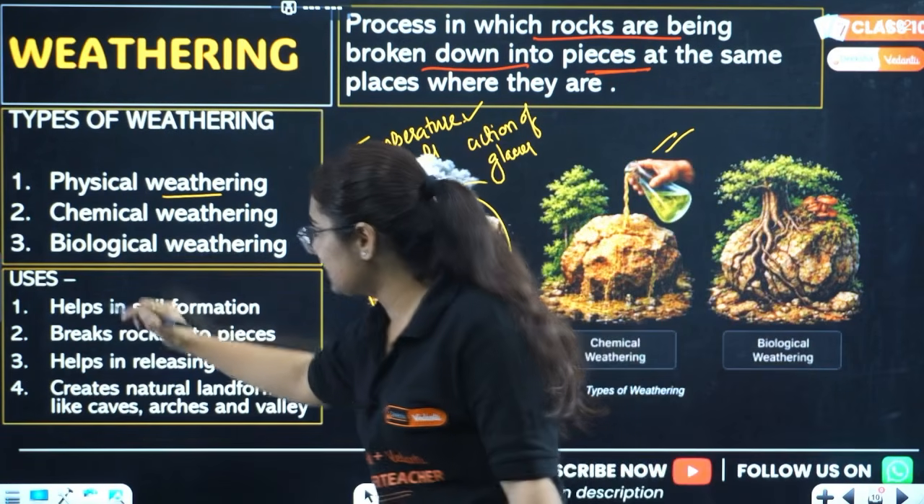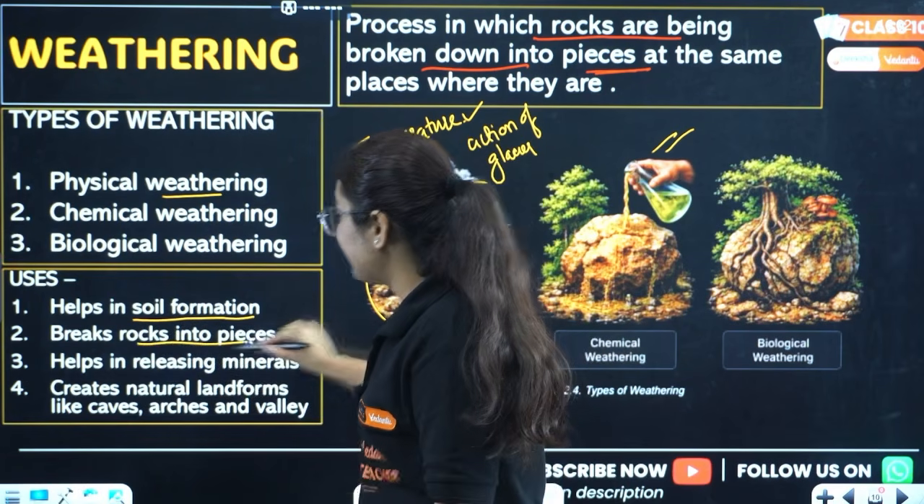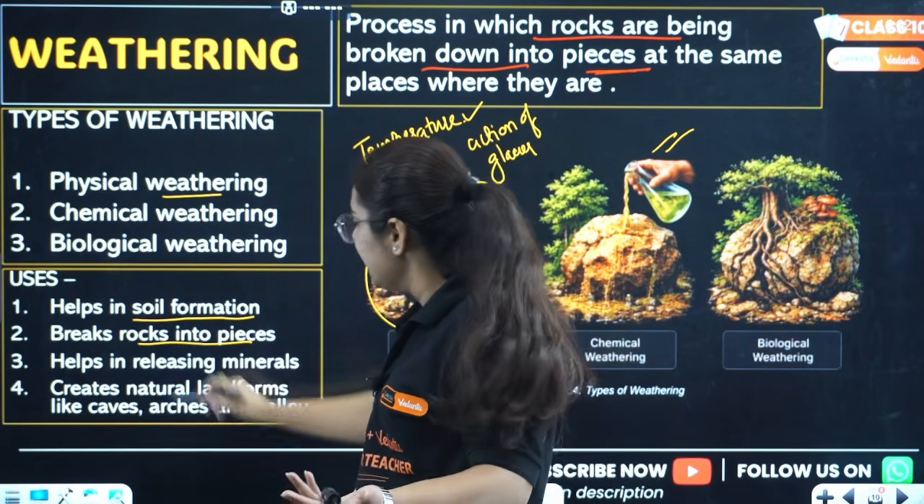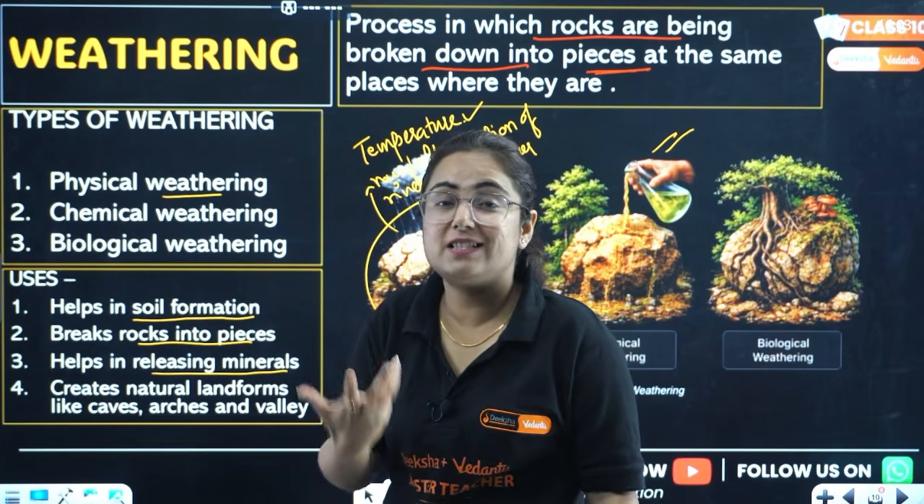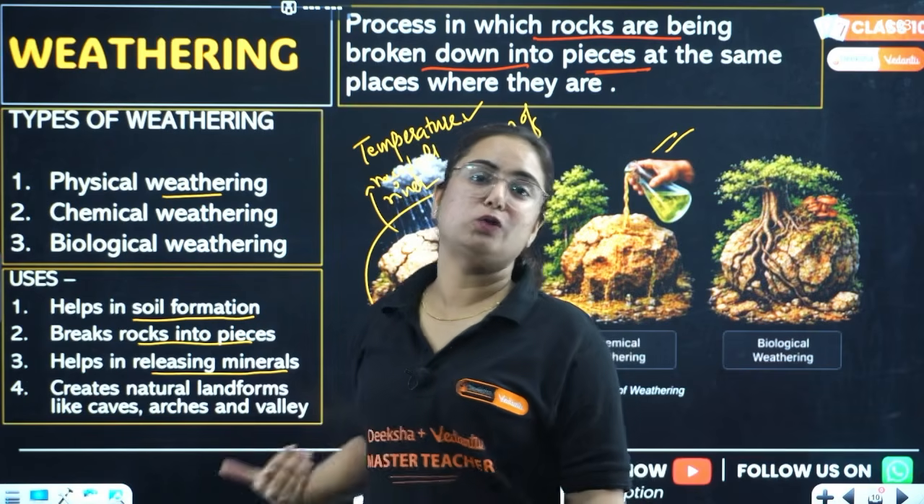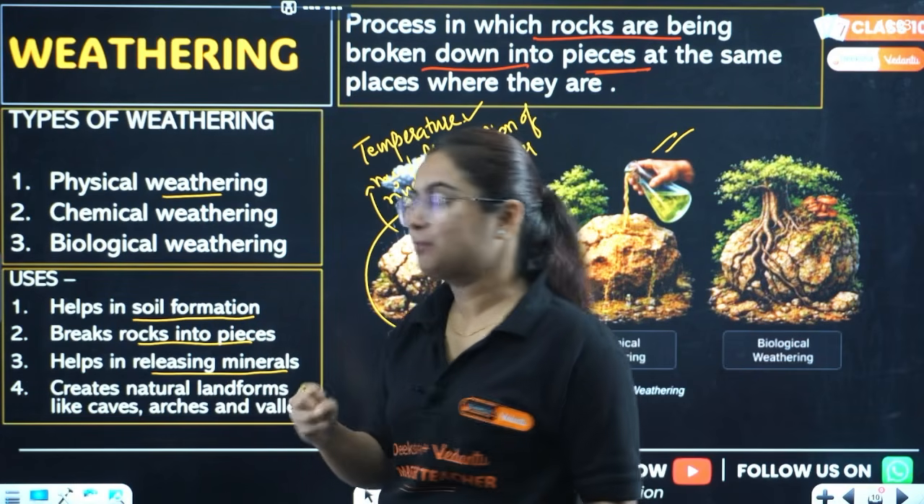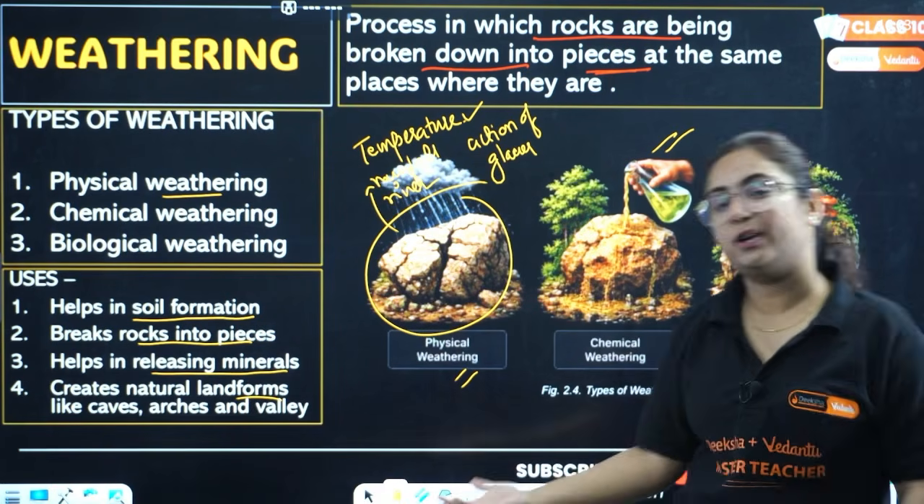However, what are the uses of weathering? It helps in soil formation. It breaks rocks into pieces. We know that it helps in releasing minerals, because in these rocks lie the minerals. So this is the process through which we get access to those minerals that were in the rocks, right? It also creates natural landforms like caves, arches and valleys.